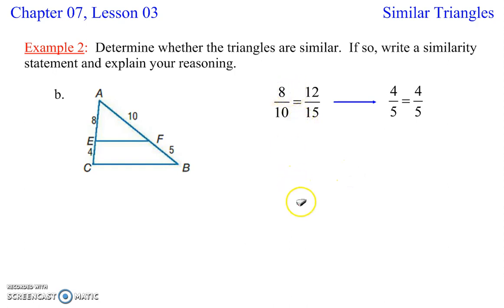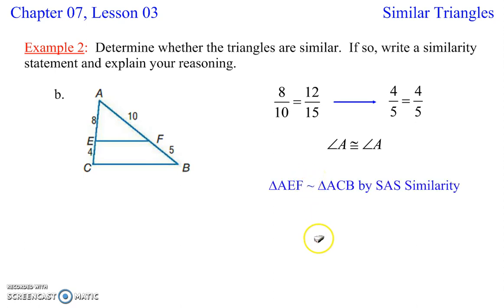Okay, so this simplifies down to 4/5, and so does this. So they are similar by side-angle-side, because we know that this angle in here is congruent to itself.